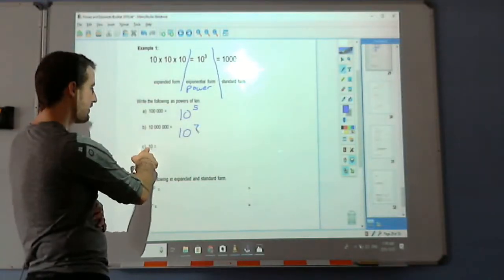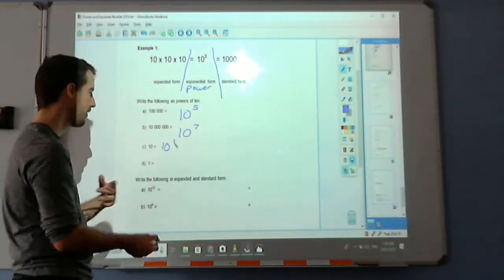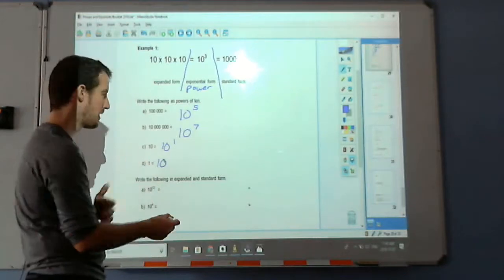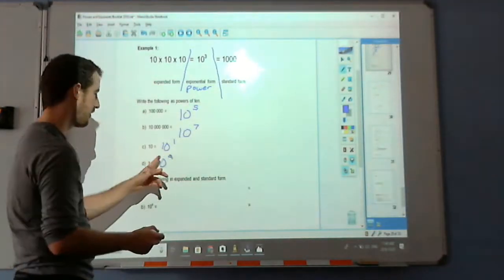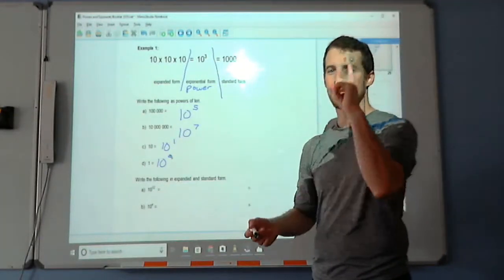Okay, just 10, that's 10 to the power of 1, right? 1, 0. And 1, we know, is 10 to the power of 0. It has 0 zeros. Also, any number to the power of 0 is 1.